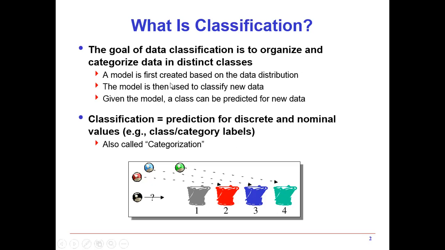A model is first created based upon the data distribution. What does data distribution mean? It means how the data is distributed in a hyperplane, whether it is normally distributed, or skewed, or has kurtosis, and so on. We analyze all the data-related summary, like the mean, median, and mode of the data. By using the data distribution, we create a model, and this model is used to classify the new data.